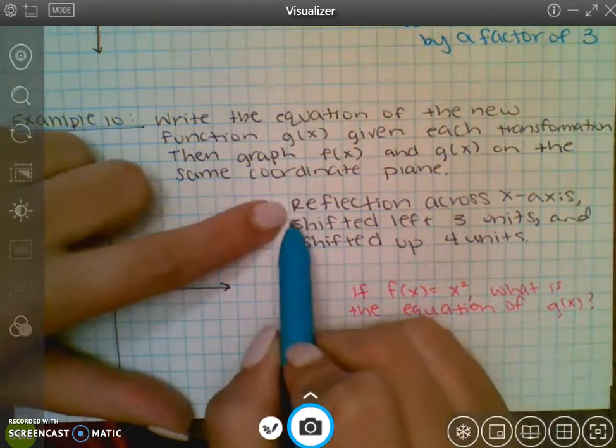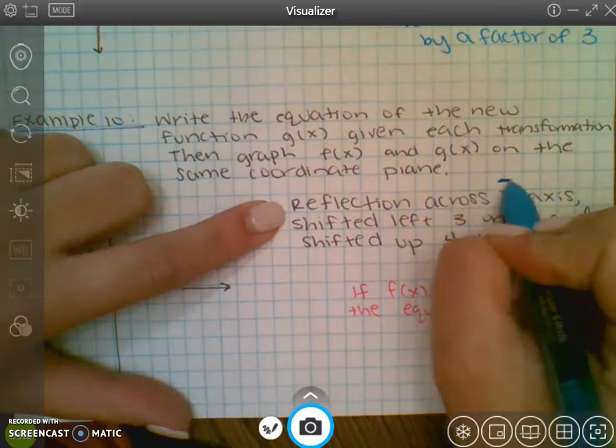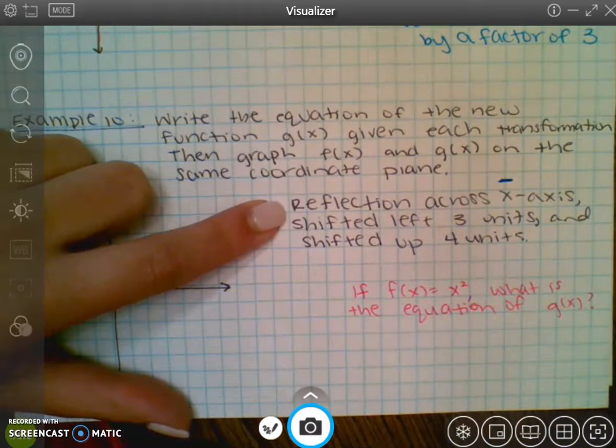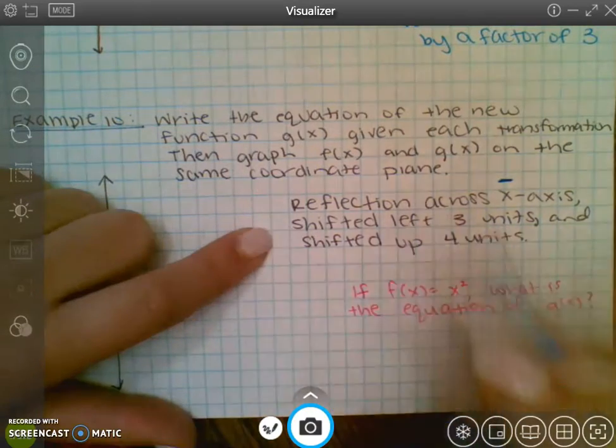All of these are parabolas, they're all the U shape. So if it's a reflection across the x-axis, that's going to be represented by a negative and it's going to go out front. Okay, shifted left 3.